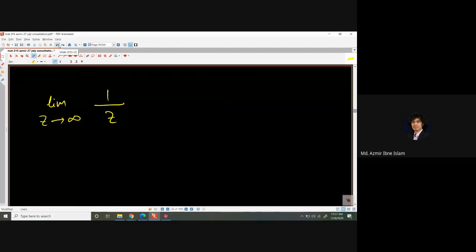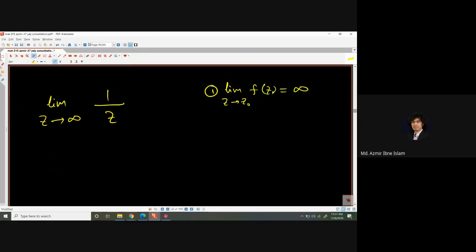The first theorem that we have, can anyone please tell me the first theorem? Then I can automatically figure out what the theorems are. Maybe the first theorem starts with limit. So far I know that limit z tends to z naught of f of z will be equal to infinity if and only if the limit z tends to z naught of 1 by f of z is equal to, obviously, 0, right?